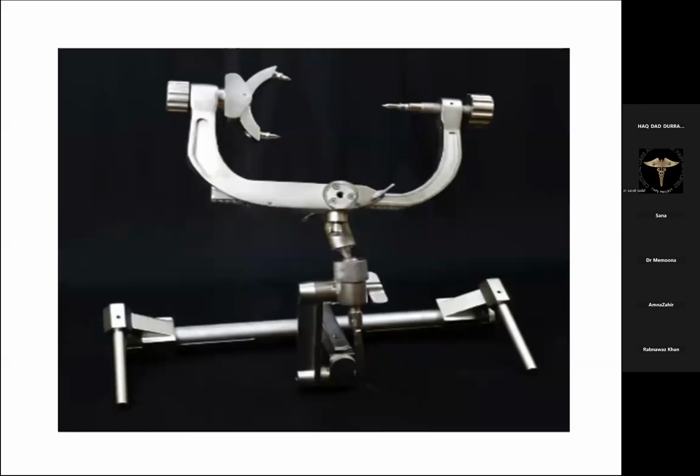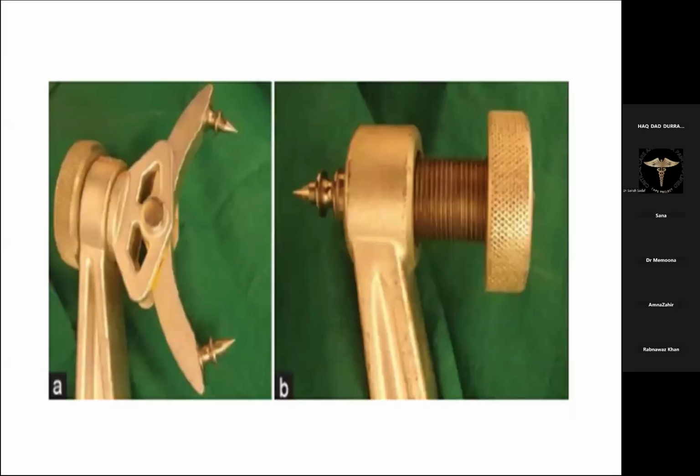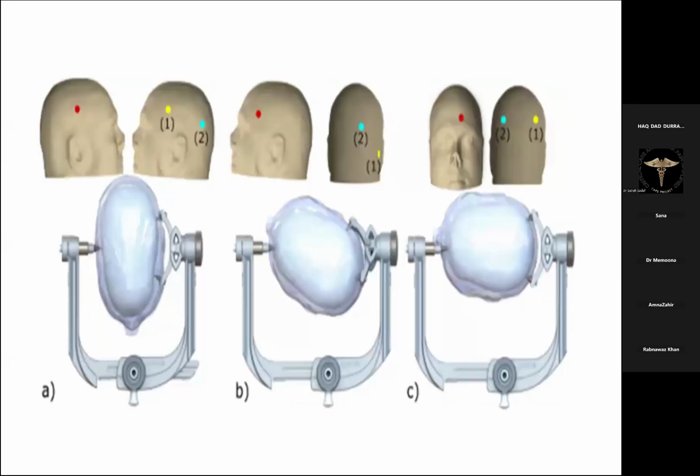This is the Mayfield clamp device, and these are the actual pins that are inserted into a patient's skull. They may seem like a torture device, but this is what the neurosurgeons actually use. And depending upon the approach and the incision site that the surgeons are using, the patient is placed either in sitting, prone, lateral, or supine position. And accordingly, the position of inserting the Mayfield pins changes.